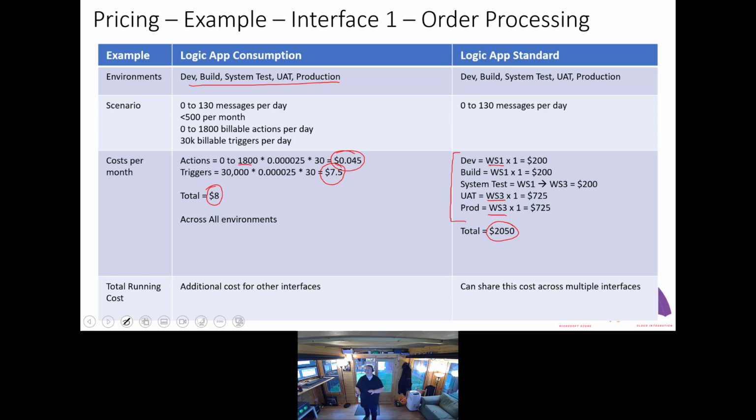So this is the reason why, for us, the ad hoc interfaces that are low cost, we try to keep them on consumption, because then where we do need a WS3 plan, we can keep that for the apps that would really benefit from having either the advanced features or the advanced tuning and deployment and performance, and keep the ad hoc ones separate. Okay, so that's one example there.